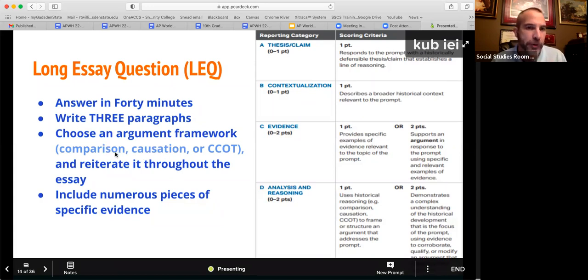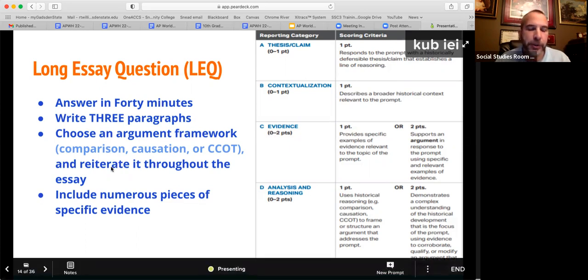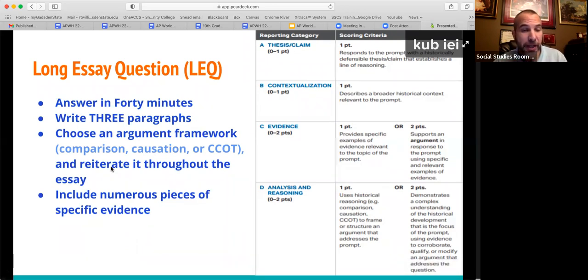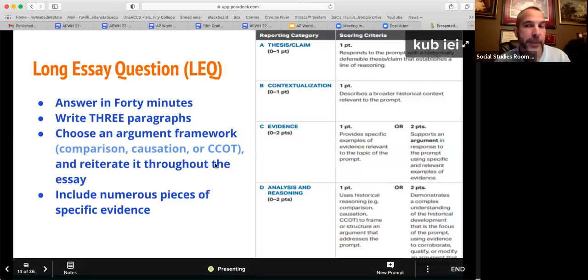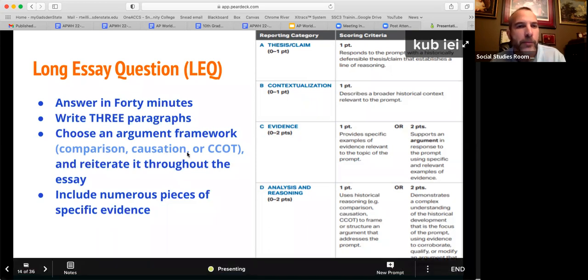And what they're looking for is to set up one of these 3 argumentative frameworks. So typically we're either going to be comparing something, or we're going to be discussing causation, the cause and effect, or we're also going to be looking at continuity and change over time. So figure out what the prompt is asking. You may have to read it a few times and look for some keywords in the prompt. We'll talk about that. And that gives you the direction. So if you start off with the right direction, knowing which framework to use, it's really going to help you, and you're going to be more likely to earn some of these points, right?